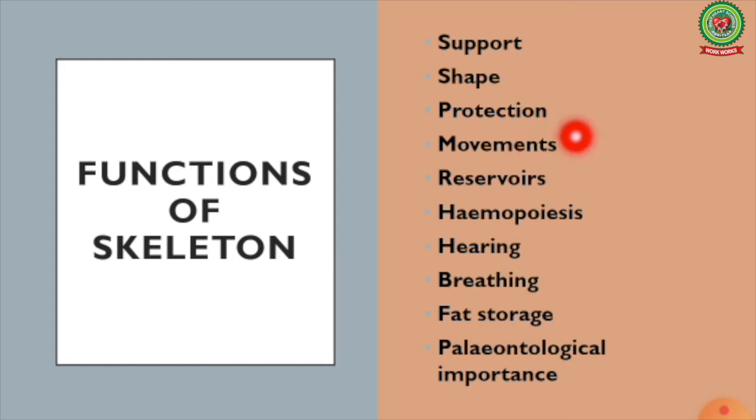For example, skull protects the brain and sense organs, and ribs protect the heart and the lungs. Next is movements. Bones with joints constitute levers. Moreover, skeleton provides surface for the attachment of muscles and helps to bring about movements. Reservoirs. Bones serve as major reservoirs of calcium. Calcium is deposited and withdrawn according to the needs. It maintains the calcium level constant in the body.